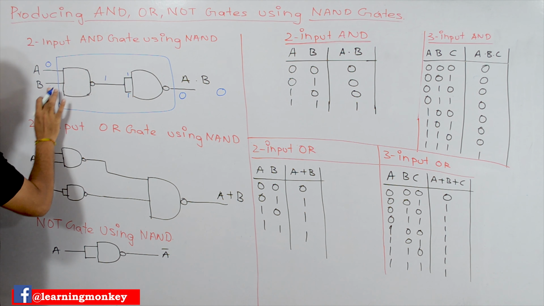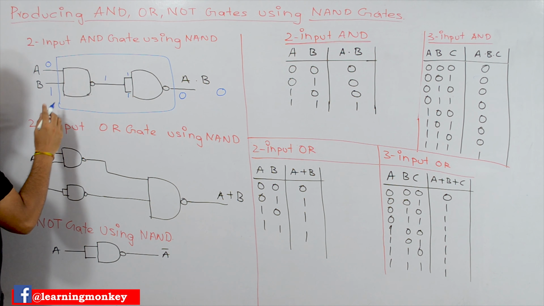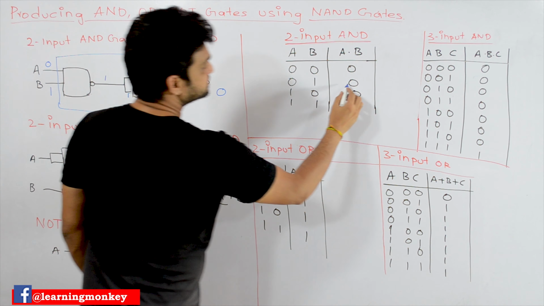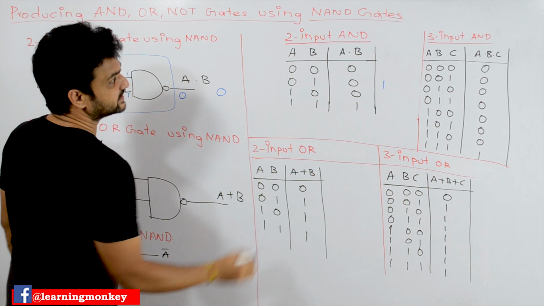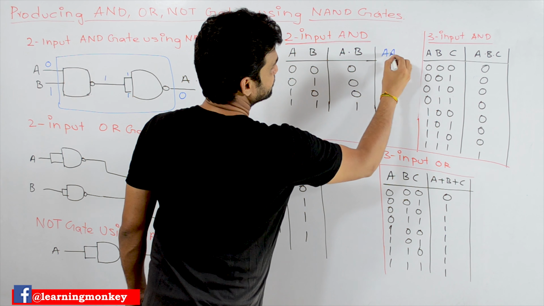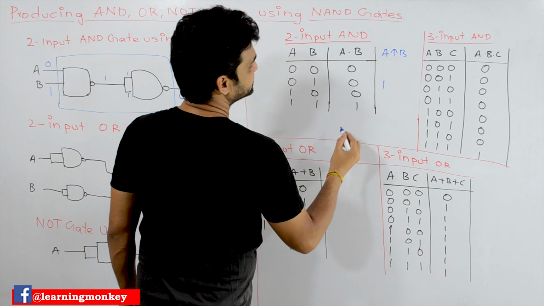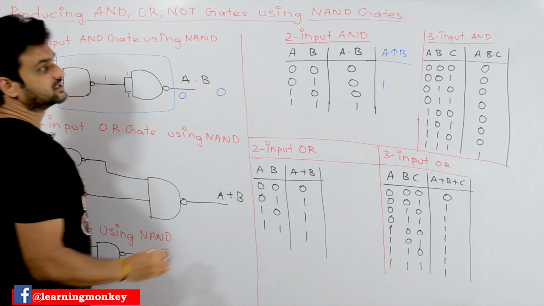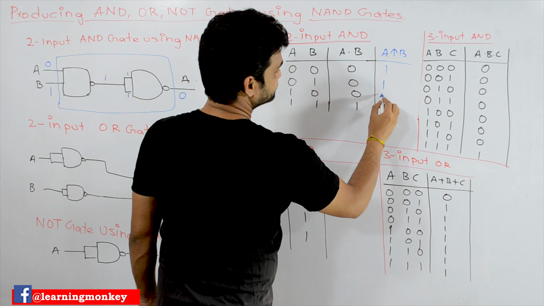Similarly, if you take 0 1, the NAND gate operation on A and B is going to produce 1 for 0 1. So what is it going to produce? It is 1.